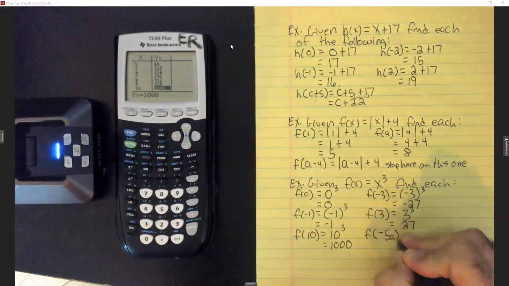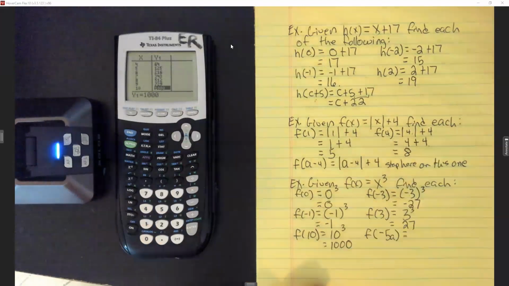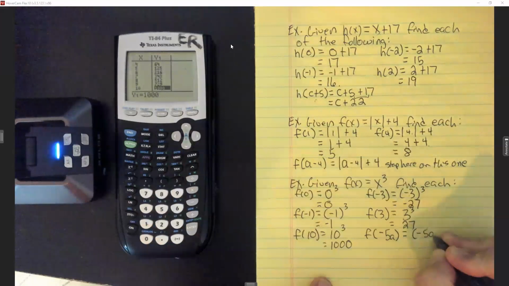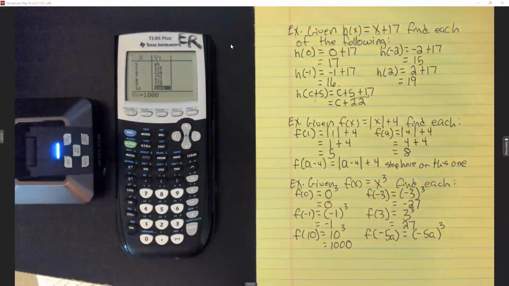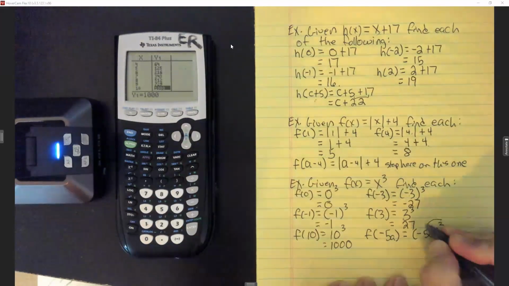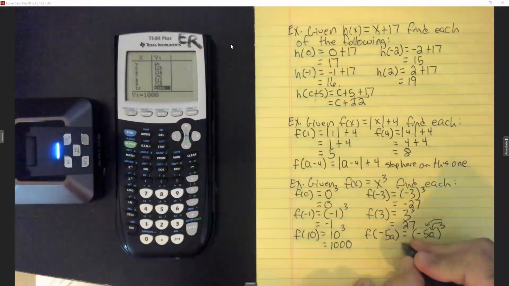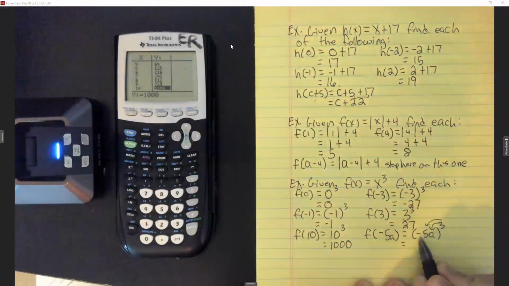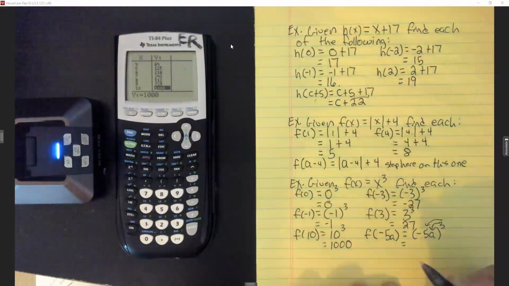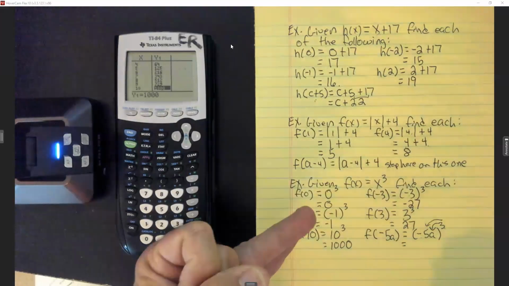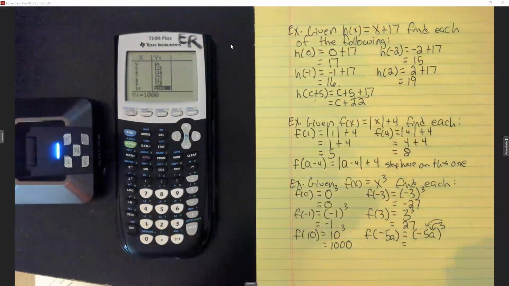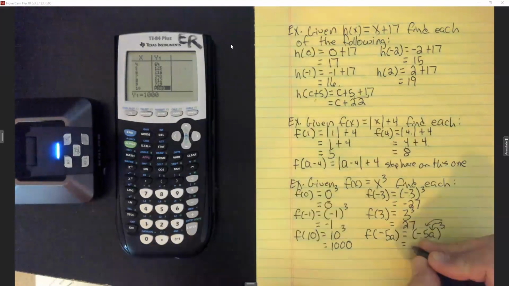-5a. That's going to equal (-5a) to the 3rd power. When you have stuff inside parentheses raised to an exponent, this exponent affects both of those. So this was like -5 to the 3rd power. -5 times -5 is 25. 25 times -5 is -125.